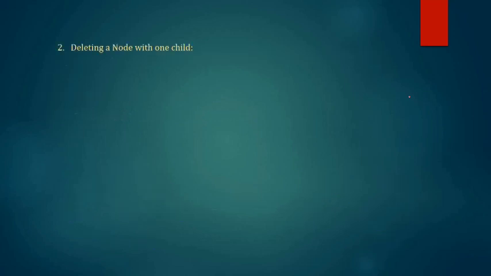Case 2. Deleting a node with 1 child. Now this case is not as simple as the first one. We cannot simply delete this node because if we do that, its child node will also get deleted, and we have to take care that apart from the node which we have to delete, all the nodes should always remain in the binary search tree.